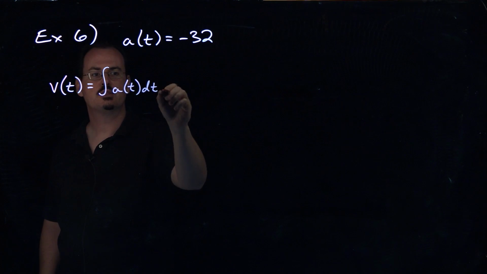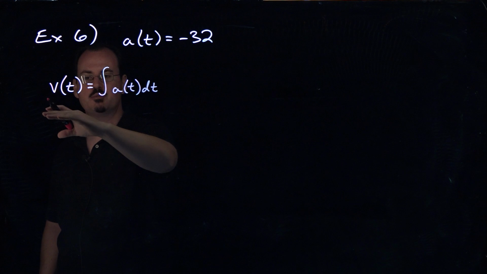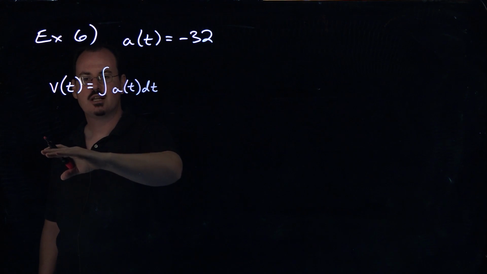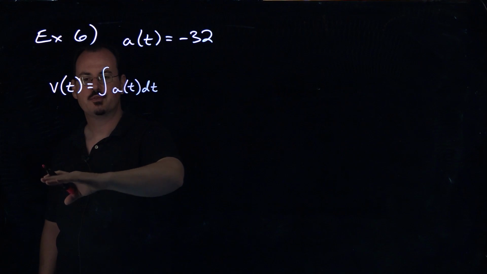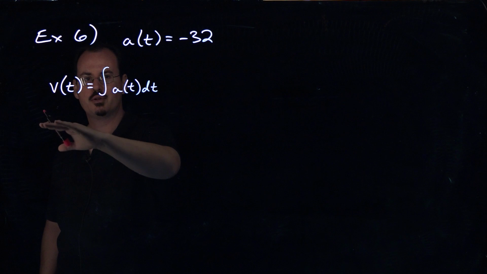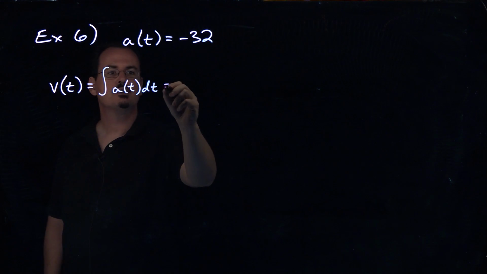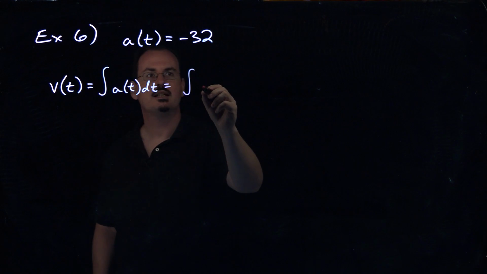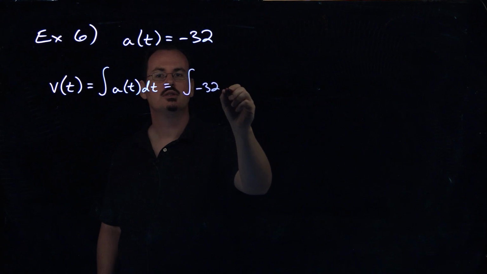So you can think of this as a hierarchy of functions. At the top is position, below that is velocity, below that is acceleration. If you want to go from the top to the bottom, you take derivatives. If you want to go from the bottom to the top, in other words, start at acceleration and go up, you do antiderivatives. So what we first want to do here is find the antiderivative of minus 32.